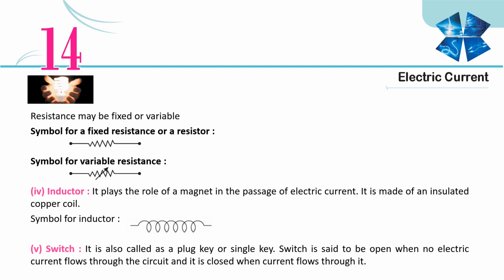Resistance may be fixed or variable. Symbol for a fixed resistance or a resistor. Symbol for variable resistance. 4. Inductor. It plays the role of a magnet in the passage of electric current. It is made of an insulated copper coil. Symbol for inductor.